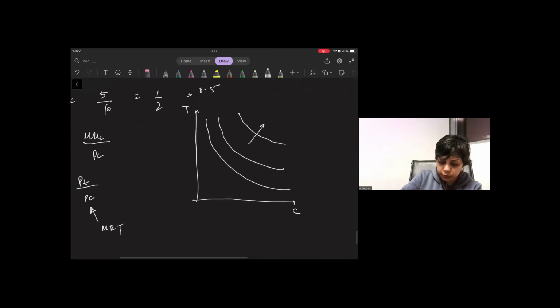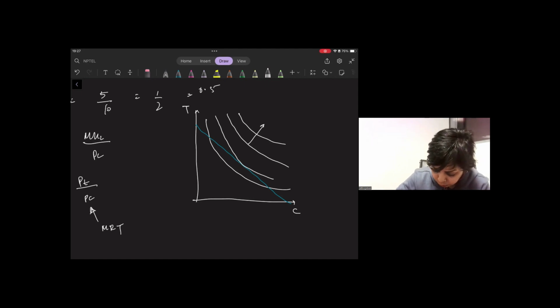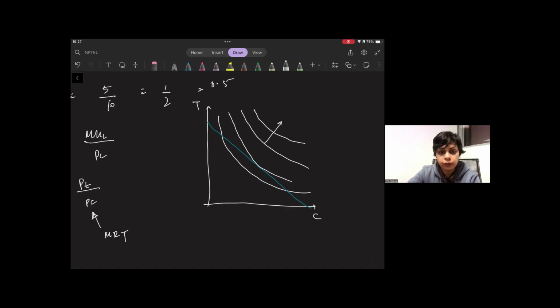Say suppose your budget line is something like this, and let me erase this. Okay, very convincing. So this looks almost tangential. Are you able to hear me? Am I visible and audible?